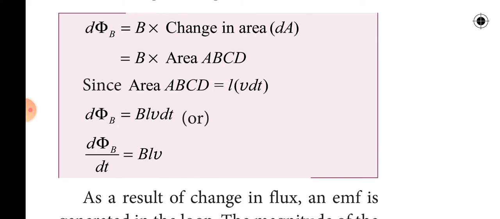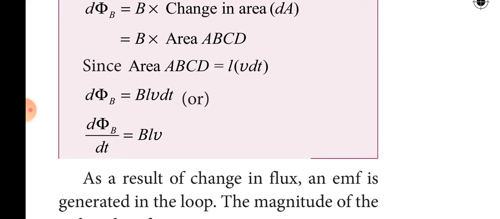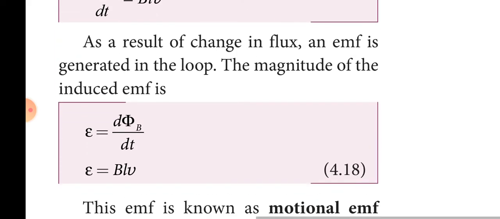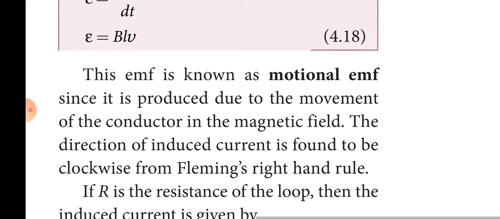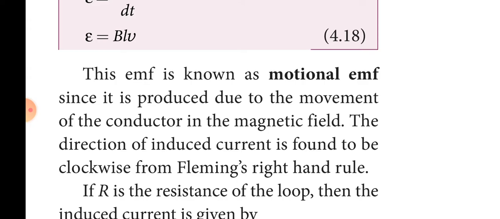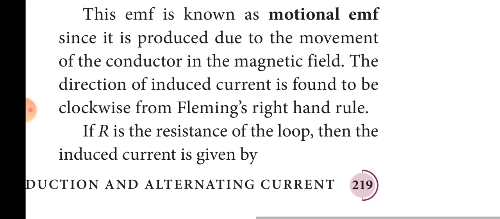We know that according to Faraday's laws of electromagnetic induction, d phi B by dt gives the magnitude of the induced EMF. So d phi B by dt equals E, represented as epsilon. So epsilon equals BLV. This is a motional EMF, since it is produced due to the movement of the conductor in the magnetic field. The direction of the induced current is found, clockwise, by using Fleming's right hand rule.